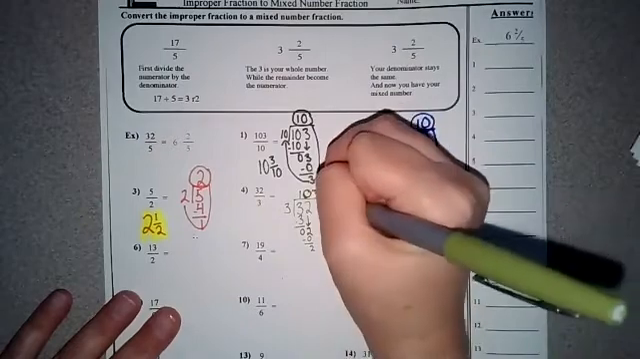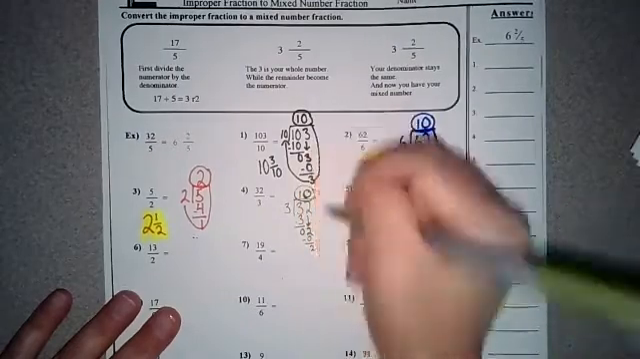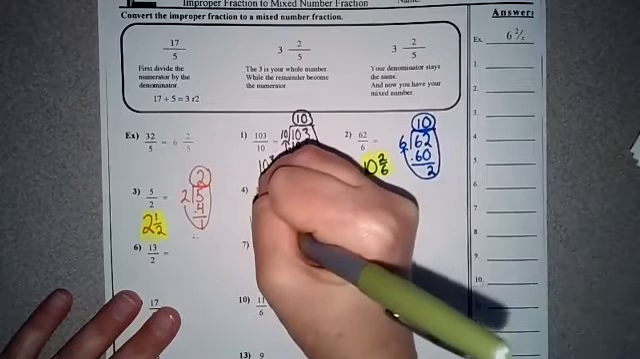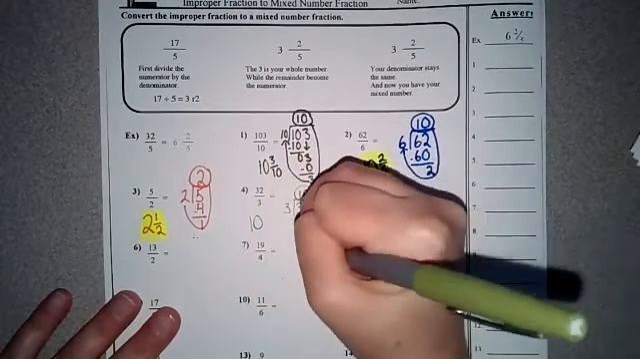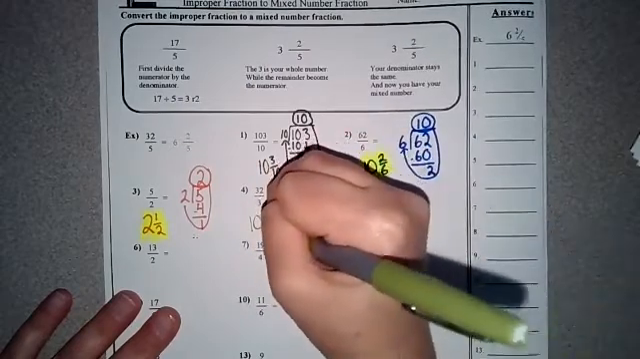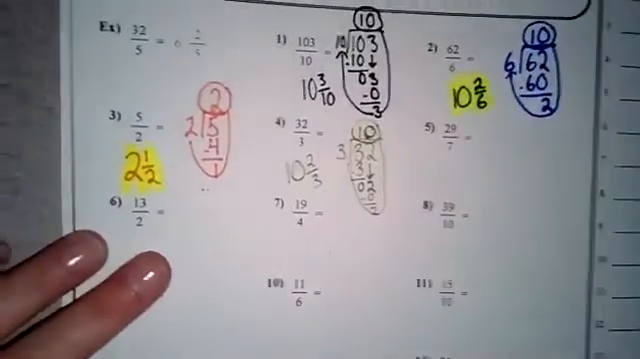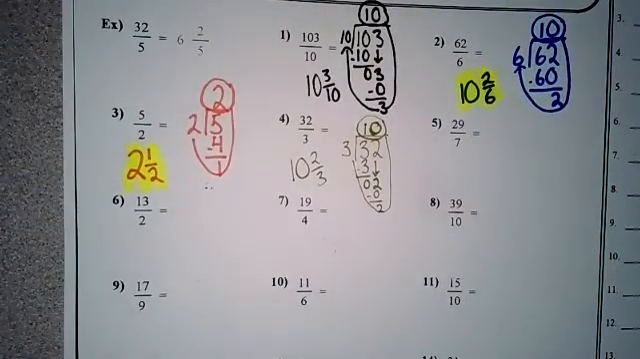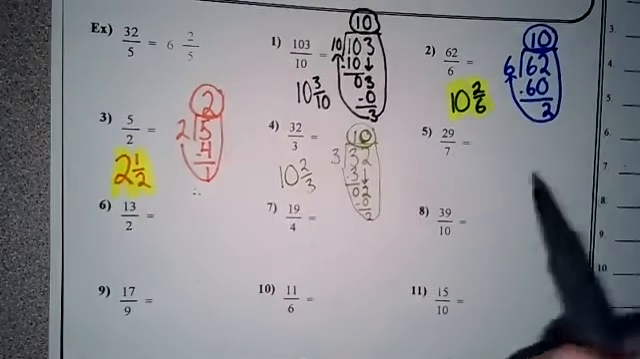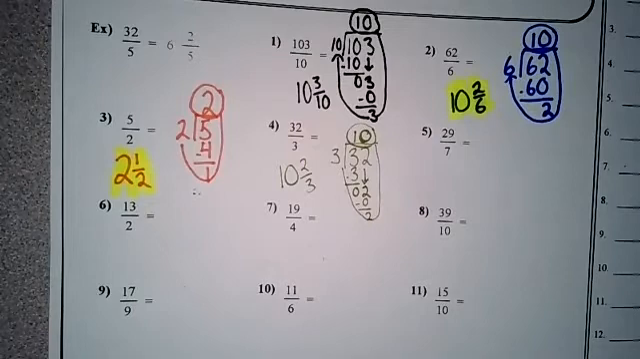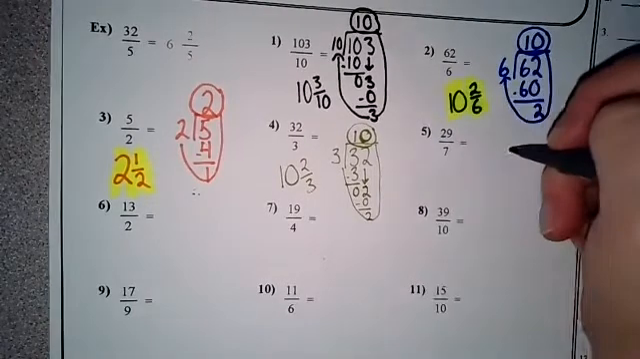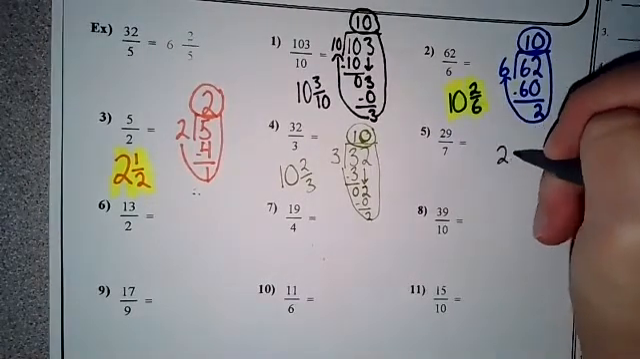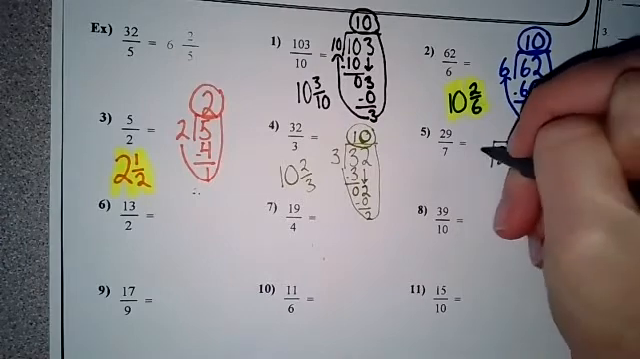So you are going to start at the top. Your whole number is 10. Go around the clock and 2/3. 10 and 2/3. All right, so for the next one, Alyssa, how do I turn 29 sevenths into a mixed number? 7 divided by 29? Or go the other way? 29 divided by 7. All right.